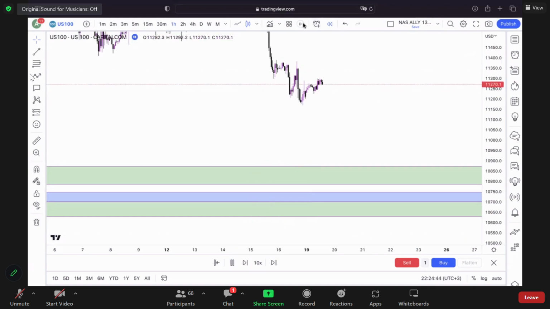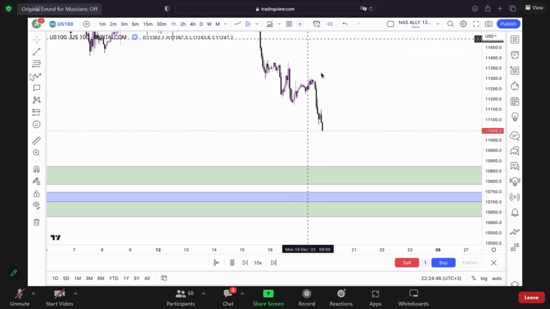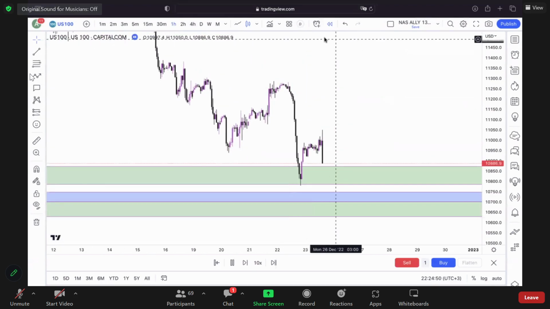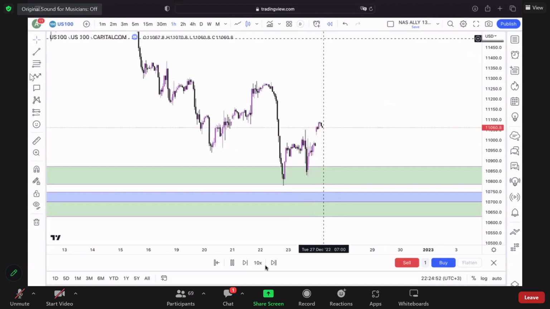Sorry, Ali. Yes. So is it possible at the first order block that it might give a reaction, but not the kind of reaction we want?